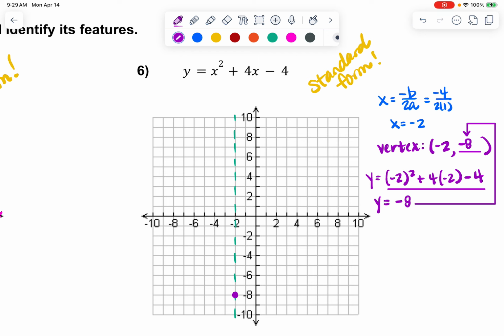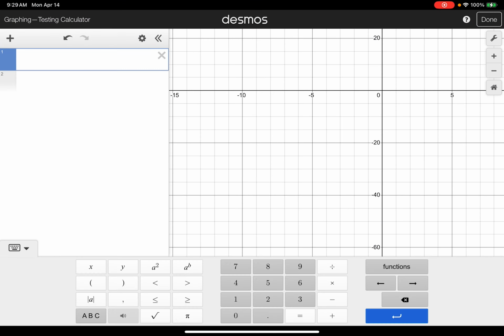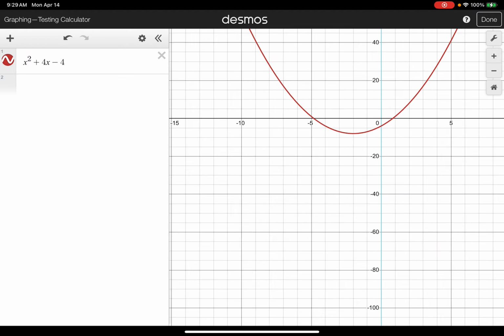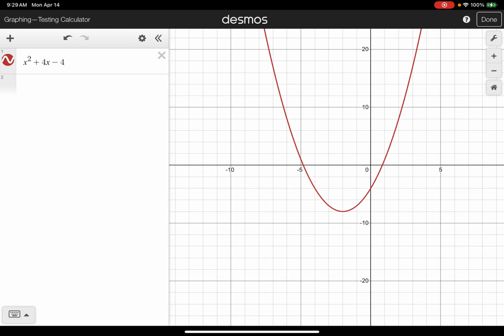Now, if you don't feel like doing all of that work, it's okay. You can use Desmos, right? I'm just going to go into Desmos really quick because I'm going to double check my math because what if I made a silly mistake somewhere? I'm going to make sure that my vertex is actually negative 2, negative 8. Let's see, plus 4x minus 4. Click on that. And it is. Yay. Right, negative 2, negative 8. So I did all my math correctly.